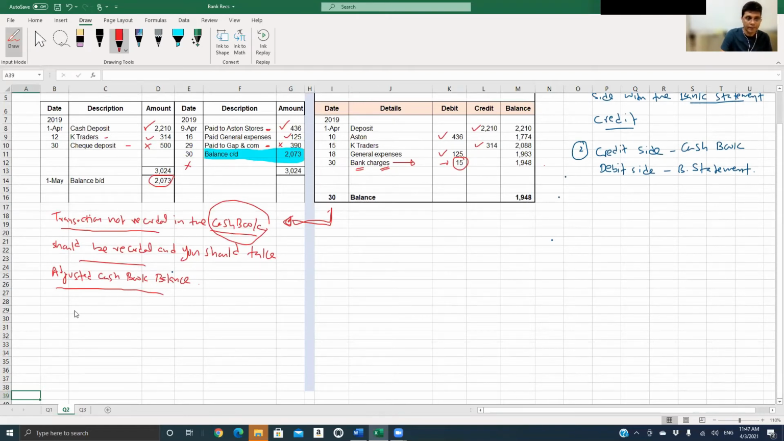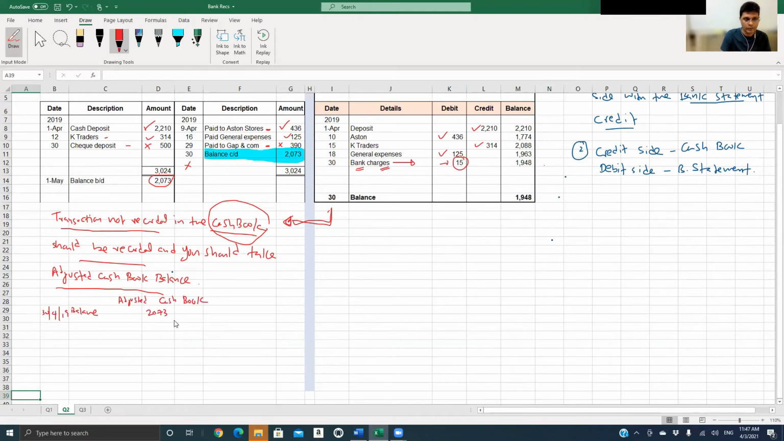2073, right? Okay. So balance on 30th April, right? Debit side 2073. Okay. So this is known as the adjusted cash book.